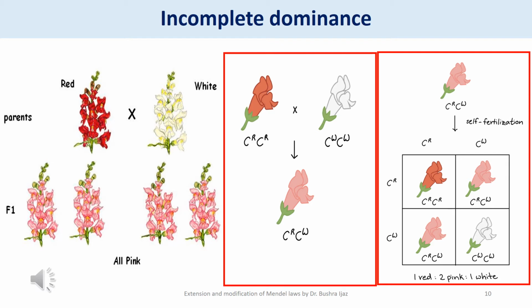In this case, the genotypic ratio would be, as you can see in the Punnett square that we have made here for the self-cross of these pink flowers, one completely red plant, one completely white plant, and two plants producing completely pink flowers. So the ratio of red to pink to white is 1 to 2 to 1.